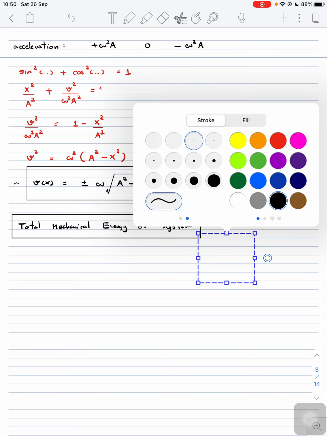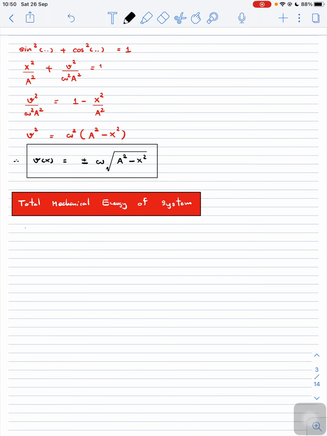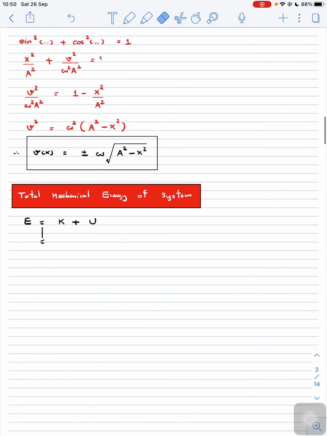Let me make this one red. The total mechanical energy, the symbol is E, equals the kinetic energy, capital K, plus the potential energy, U. For the kinetic energy, the equation is 1/2 m v squared, where m is the mass of the object and v is the velocity of the object, plus the potential energy of the spring, which is 1/2 k x squared.